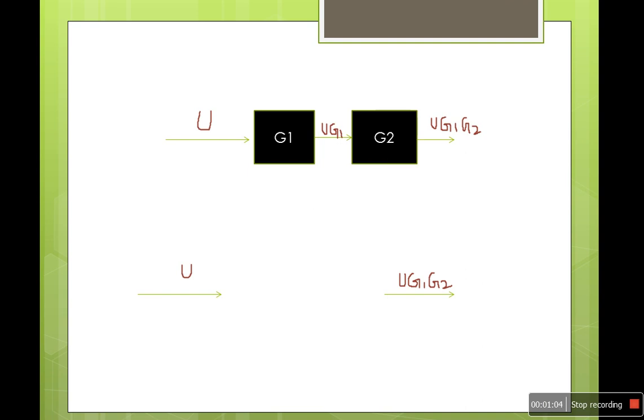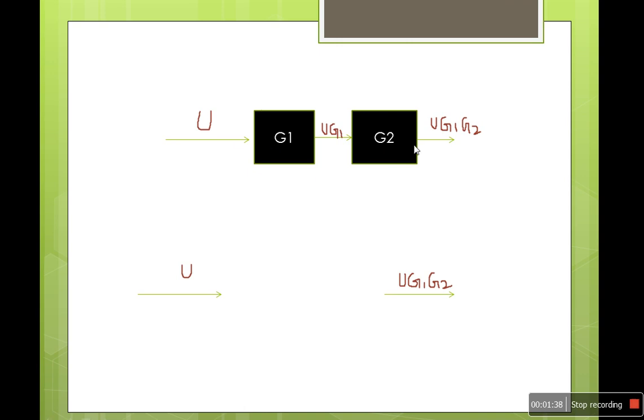For example, I have a system with two blocks, G1 and G2. The input is U, and after block G1 I get U into G1. This is applied to block G2, and you get the output as U into G1 into G2, that is, U is multiplied with G1 and that is multiplied with G2. So I need to represent this system in a simple way.